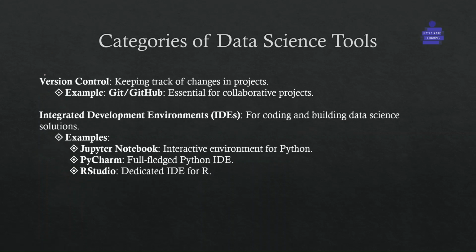Next, there are version control tools. Whenever we make a project, we need to track changes in it. So for this, we have Git and GitHub as version control tools in data science. And lastly, we have integrated development environments or IDEs for coding and building data science solutions, such as Jupyter Notebook, PyCharm, and RStudio.